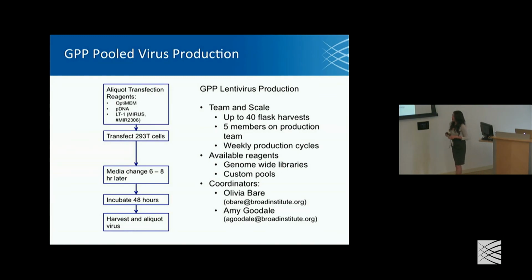GPP's virus production pipeline is as follows. We aliquot our transfection reagents, which include OptiMEM, pDNA, and LT1. We transfect them into 293T cells and change the media 6 to 8 hours after. We incubate that for 48 hours, and then we harvest and aliquot our virus. GPP can harvest productions up to 40 flasks. We have 5 members on our production team, and we have weekly production cycles. We produce genome-wide libraries and custom pools, and if you have any questions, you can contact Olivia Barre or Amy Goodale.